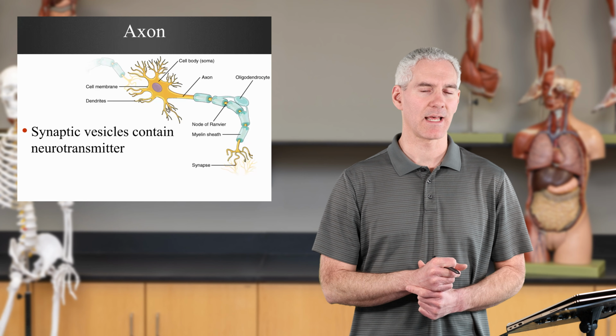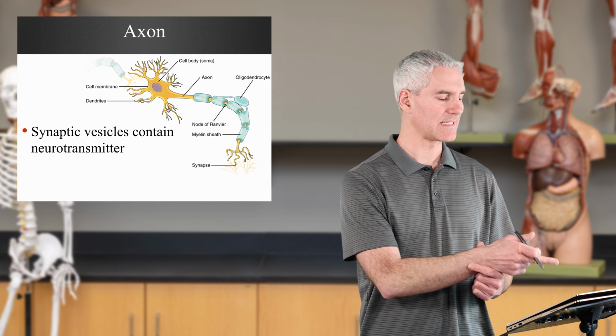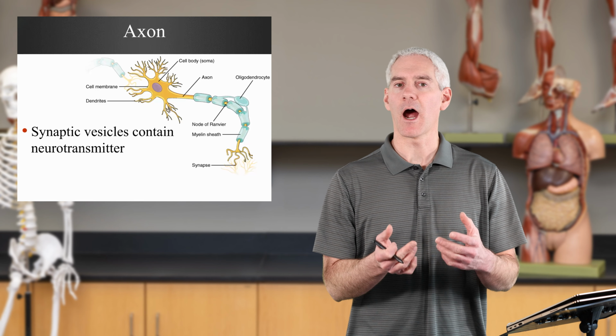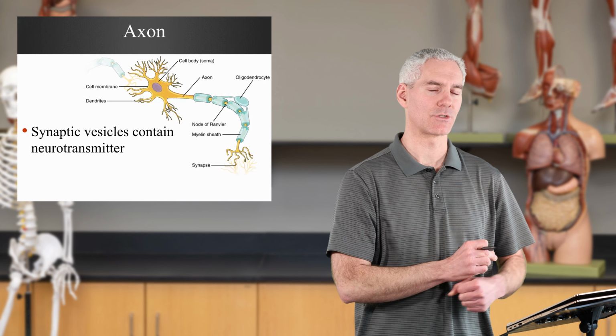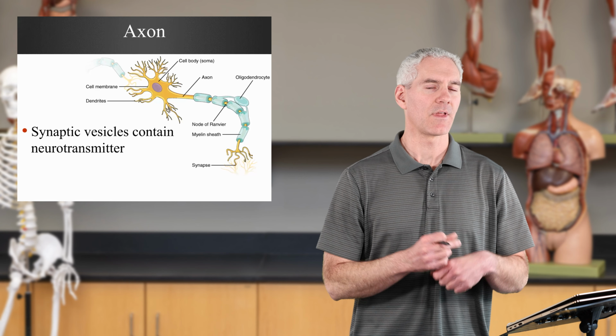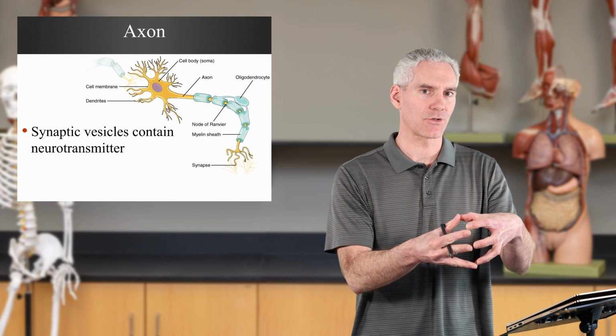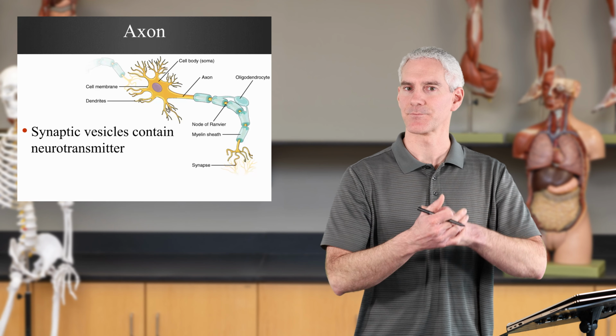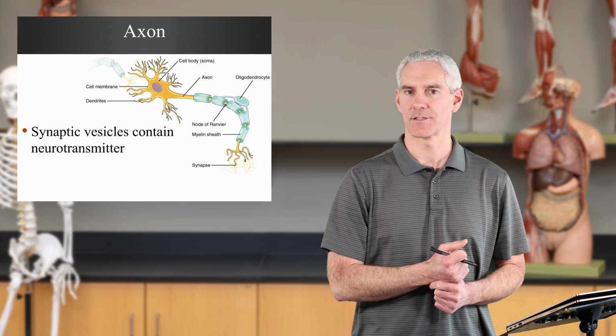Inside of those end terminals are these synaptic vesicles. The synaptic vesicles are what contain the neurotransmitter. So they're holding and containing this neurotransmitter in this kind of ball-like structure until it's time to release it out of that synaptic terminal.